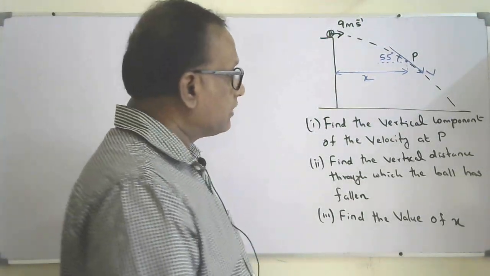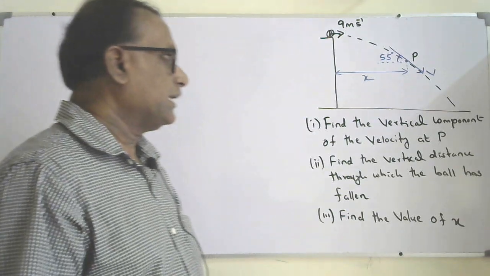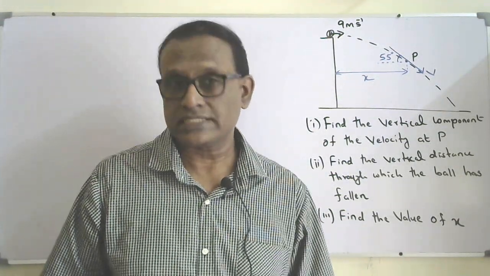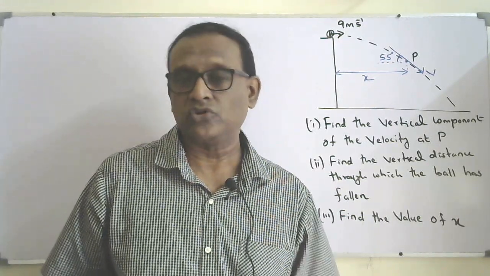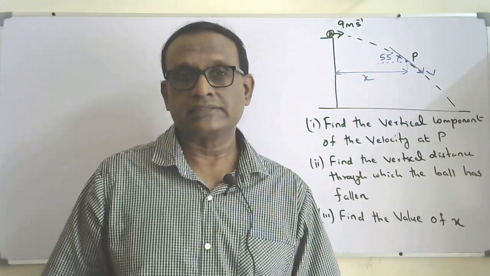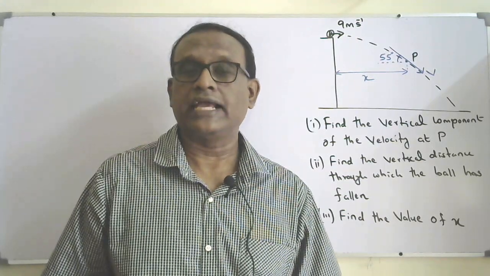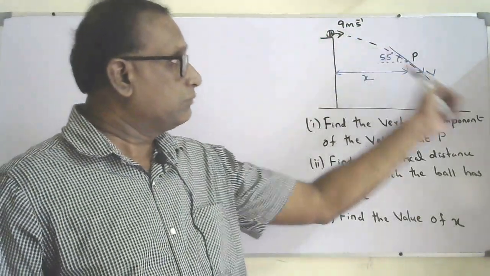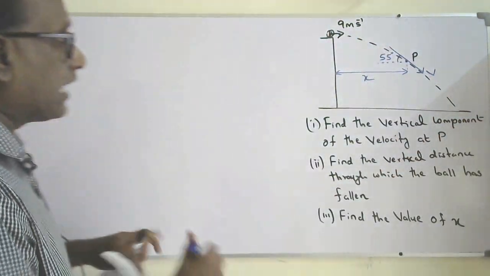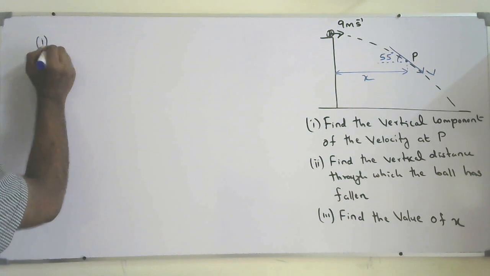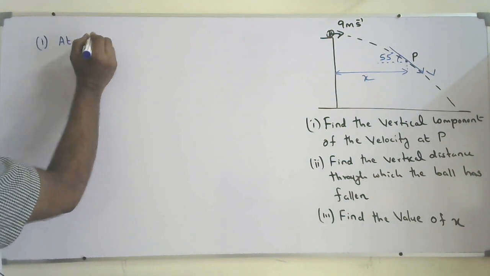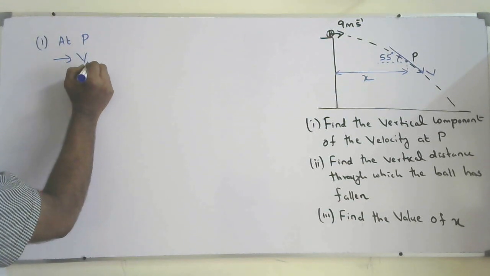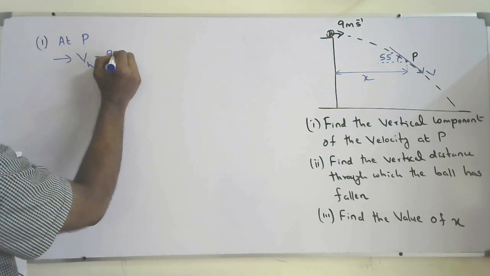Okay, so find the vertical component of the velocity at point P. We know that the horizontal component of the velocity is constant. Normally, we don't consider the drag force. So when we don't consider the drag force horizontally, there is no acceleration, so the horizontal component of the velocity will remain the same throughout the motion. If I use that idea for the first part, I can say at P, the horizontal component of the velocity Vh is equal to 9 meters per second.